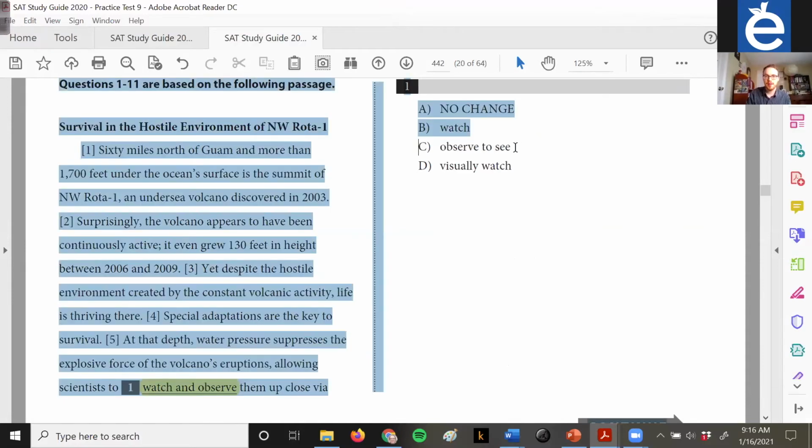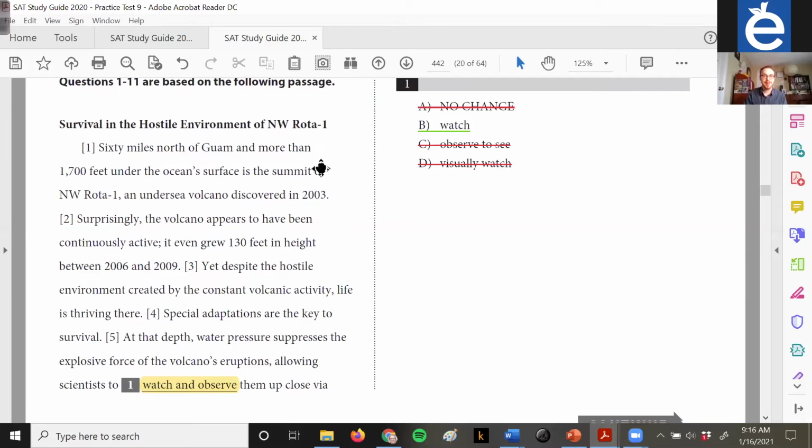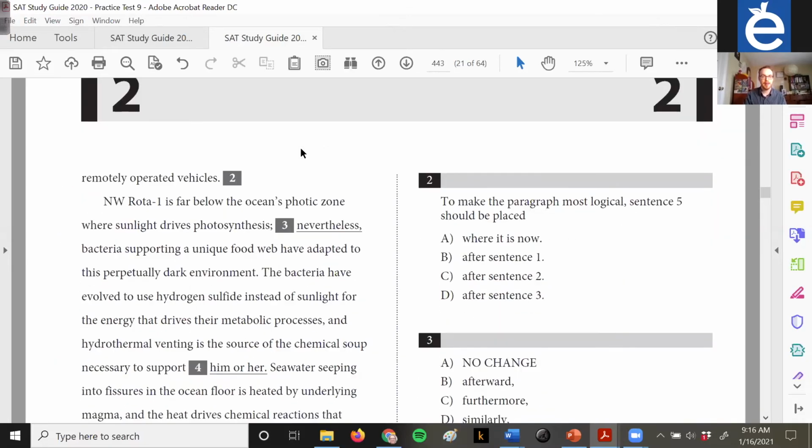Now, observe to see, that's just as repetitive, because seeing means observing. To visually watch, well, how else would you watch something? You can't watch things with your ears or any other sense. If you can say it with fewer words, that's always the option you want to go with. And again, you're going to do all that in less than a minute, okay? It's taking me a little longer just because I'm explaining my steps, but on test day, you're going to breeze through these.